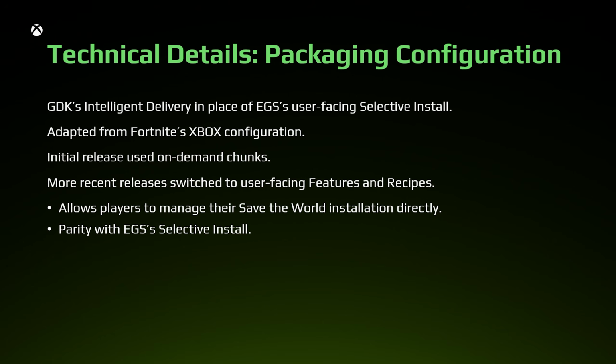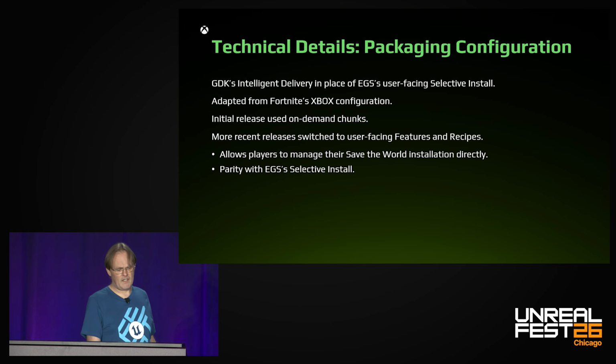To configure the package itself, we use GDK's intelligent delivery in place of Epic Game Store's user-facing selective install. The configuration for that was easily adapted from the Xbox configuration. Our initial release used on-demand chunks, but more recent releases have switched to user-facing features and recipes on both MSG and the Xbox builds. This allows players to manage their Save the World installation directly through the Xbox system UI. And it now brings us to parity with Epic Game Store's selective install.